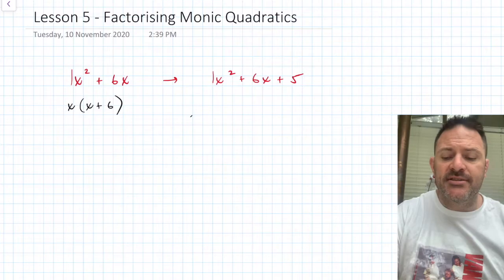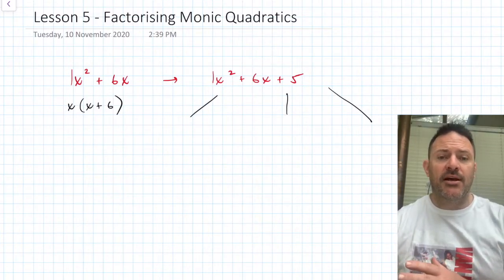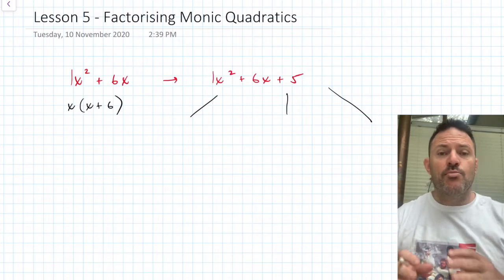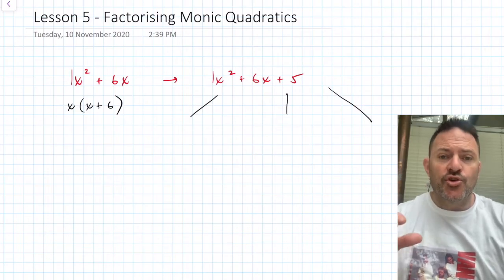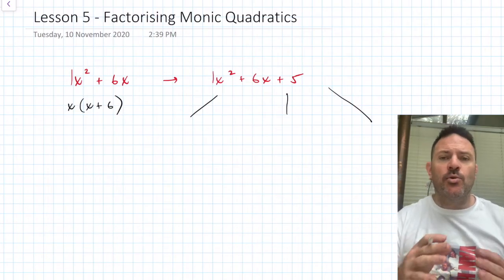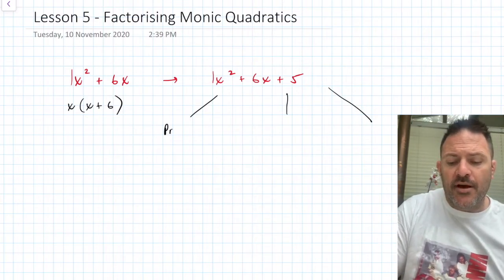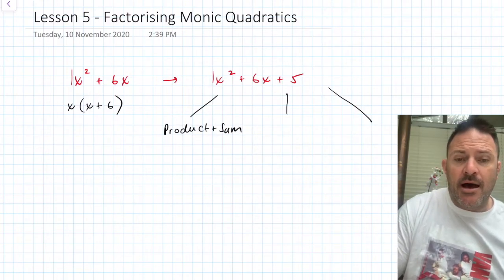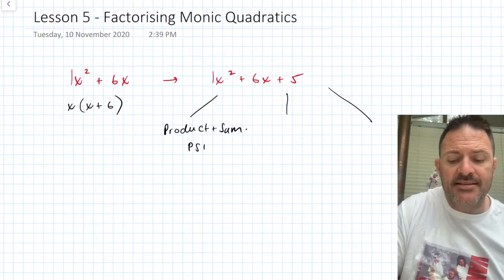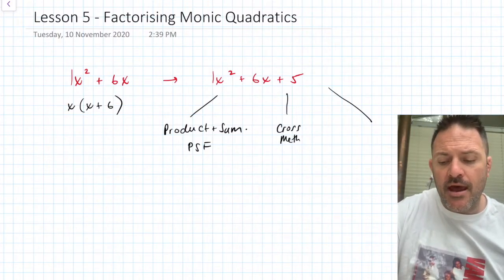Now, when we're factorizing, there are probably going to be 3 main methods that you may look at. Depending on your teacher at school, you may do a slightly different method. And because this is technically year 10 work, you should have done this in year 9. So whichever method you are familiar with, that's probably a good one to continue. My main method is the product and sum method. A lot of teachers will call this the PSF method. There's also the cross method. And there's also one that I call the division method.